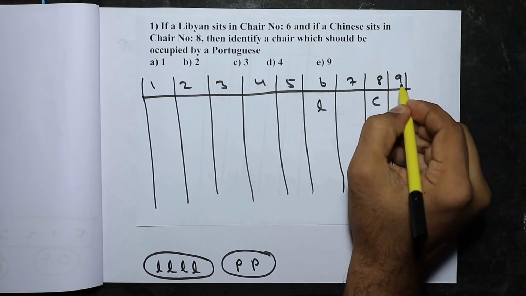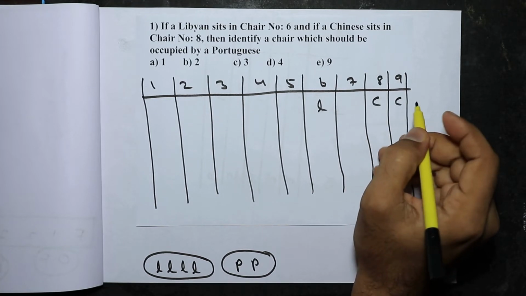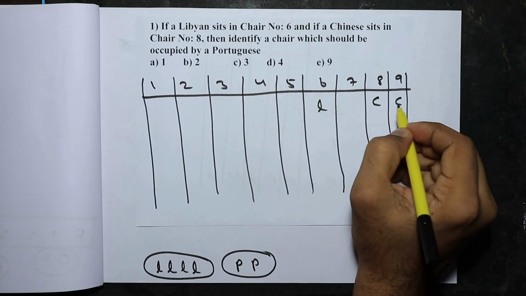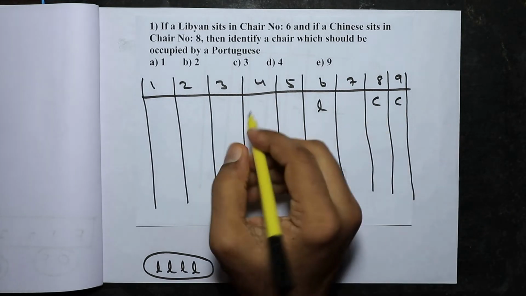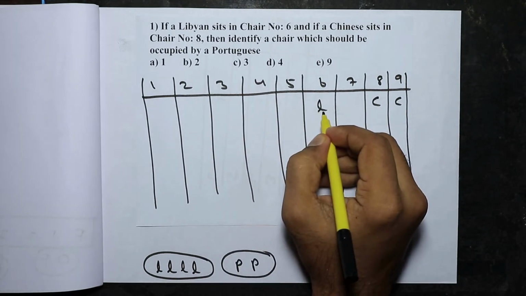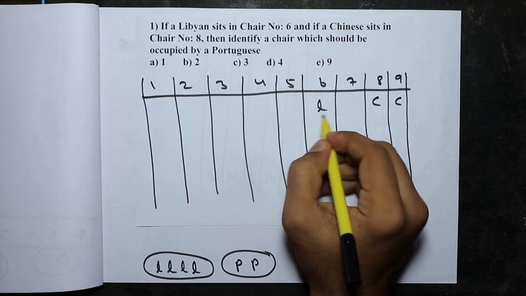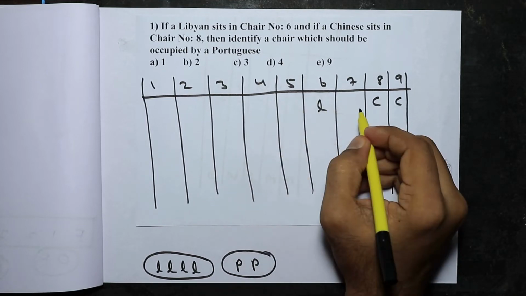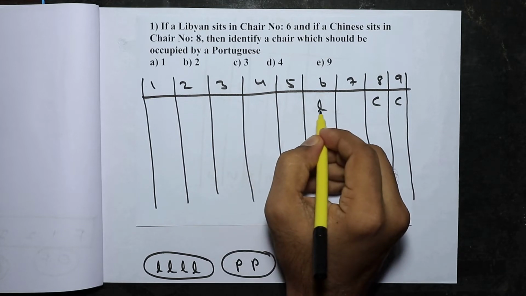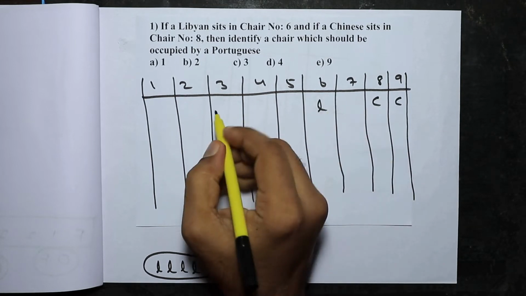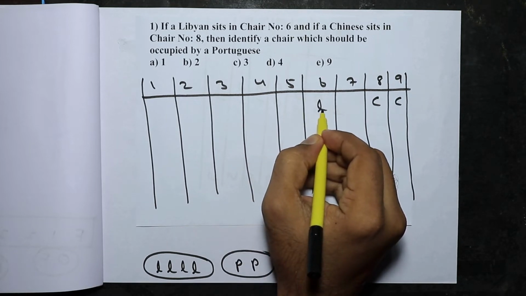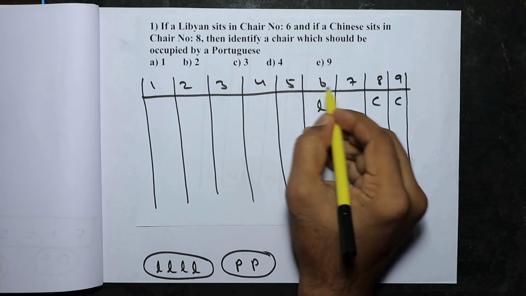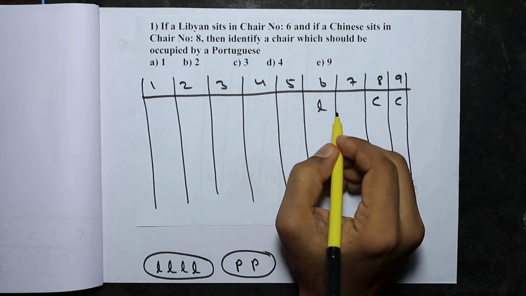Now, chair number 9 should also be occupied by a Chinese, because here you have a single chair. It cannot be occupied by a P, because 2 P's should be together. Similarly, it cannot be an L, because the 4 L's should be together. Now, considering this arrangement, there are 2 possible arrangements for the L's. One is that they occupy 3, 4, 5 and 6. The other is 4, 5, 6 and 7. So 2 arrangements are there.